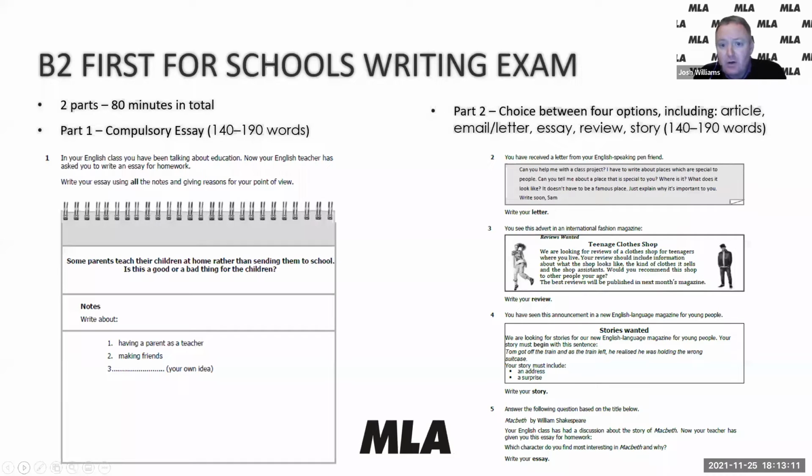Now, it's not always clear exactly what you're going to find in those, because the options are more than the actual choice is. So you have four choices. Here we have a letter, a review, a story, and an essay. But there can be other things as well. In the First for Schools, you have a story.